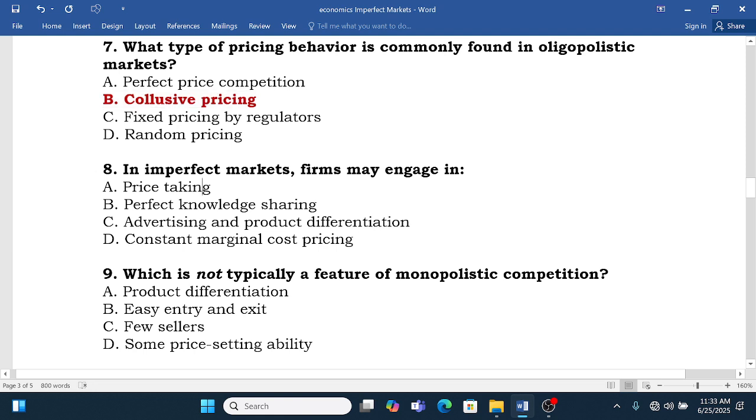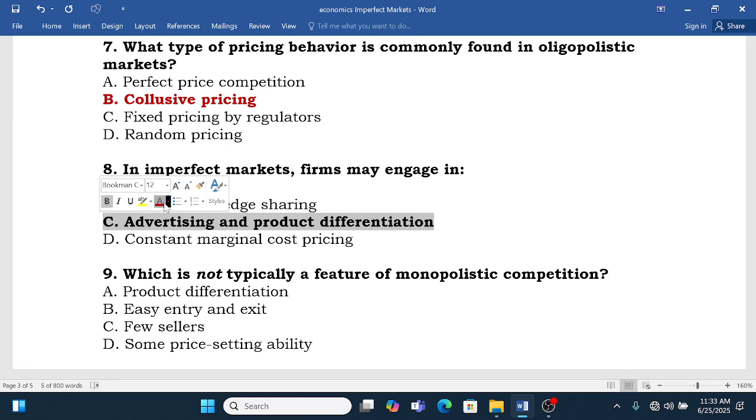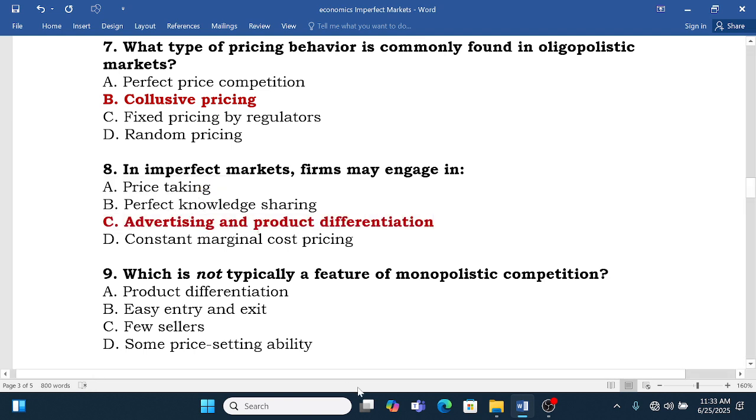In imperfect markets, firms may engage in A, price taking. B, perfect knowledge sharing. C, advertising and product differentiation. D, constant marginal cost pricing. So the correct answer is C, advertising and product differentiation. Go to question number 9.